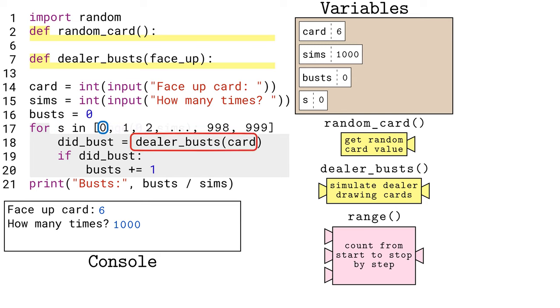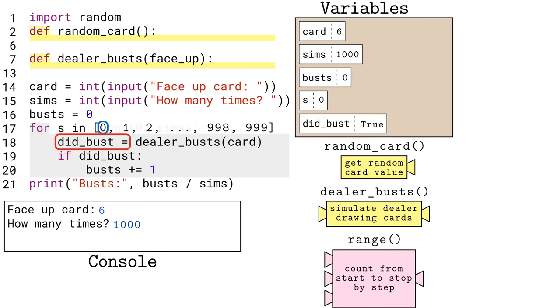Inside this loop, we pass the card variable to the dealer_busts function, which in turn calls the random_card function as needed before returning true or false, depending on if those numbers exceeded 21 or not. We save the return value of the function to a variable called did_bust, and then use an if statement to ask a question about the contents.